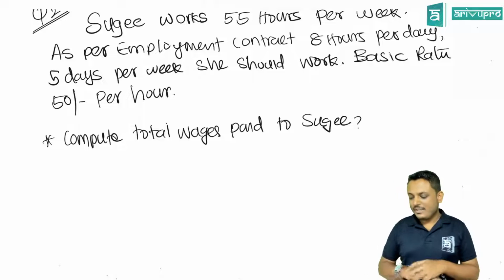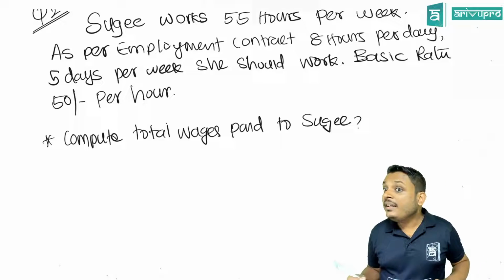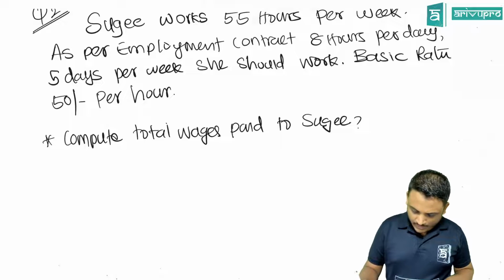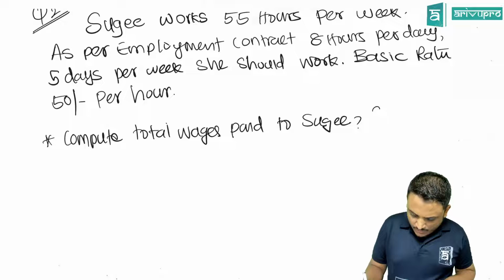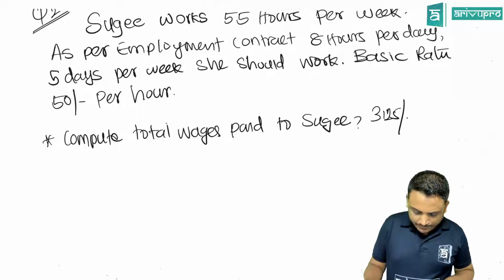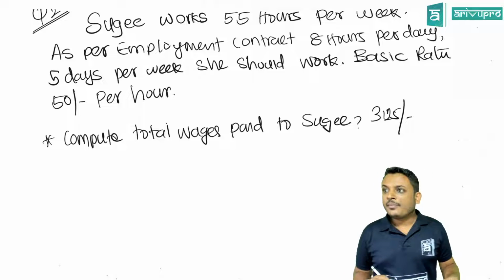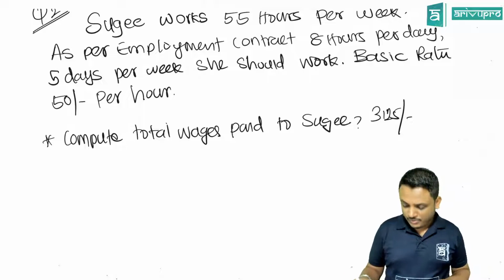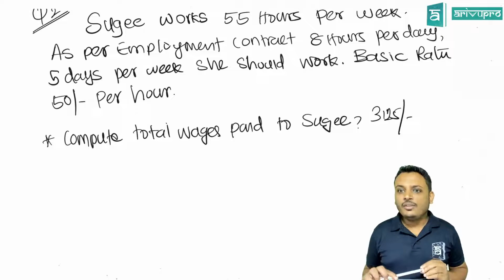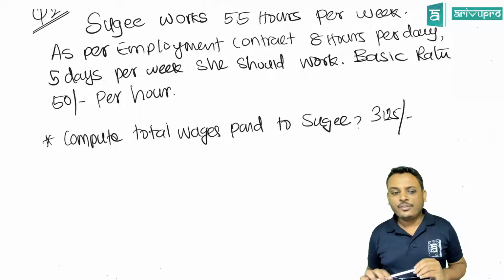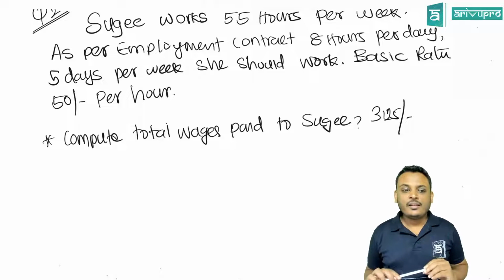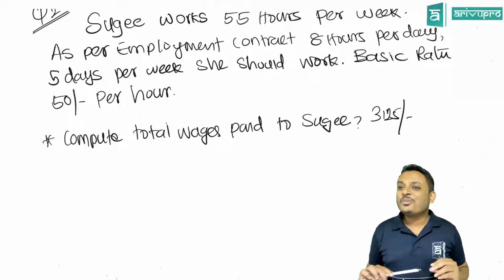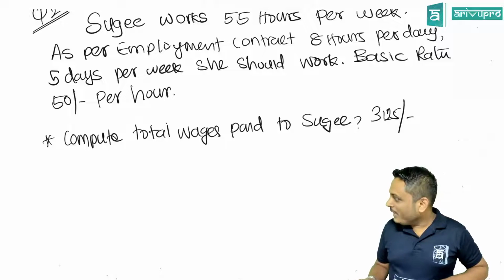Finished. What is your answer? 3125. I got one answer, 3125. Online students? Okay. Sugi, it's like this.